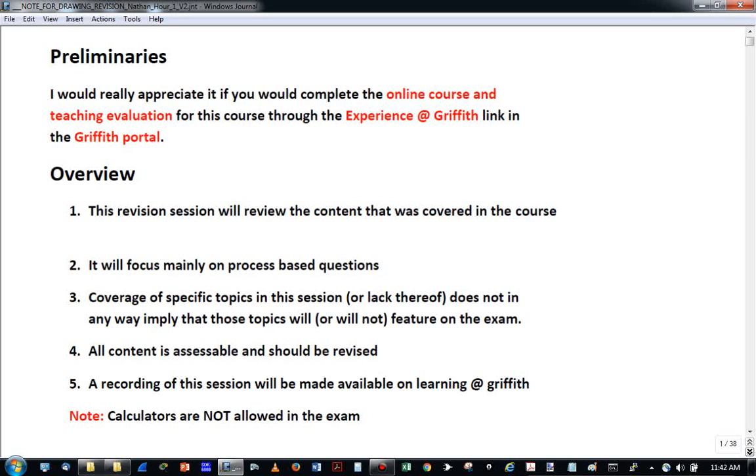Calculators are not allowed in the exam, so that will give you an indication about the kinds of questions that we can ask you. So for some calculations that would normally require a calculator, we wouldn't be asking you those kinds of questions, although we can certainly ask you questions in a similar vein without the actual calculation.